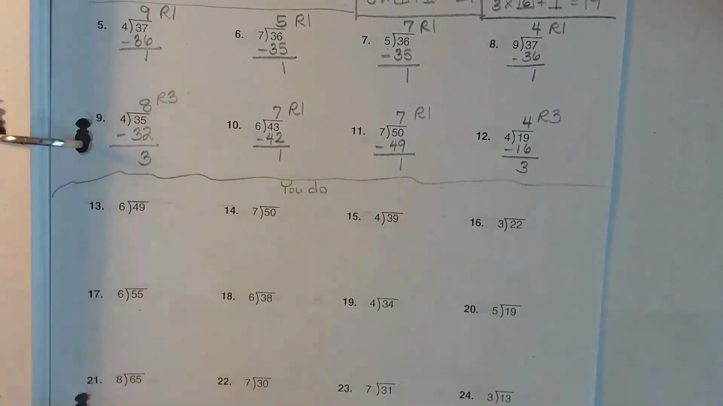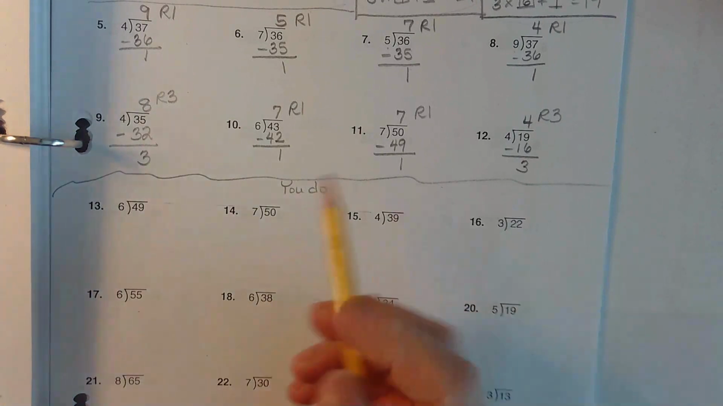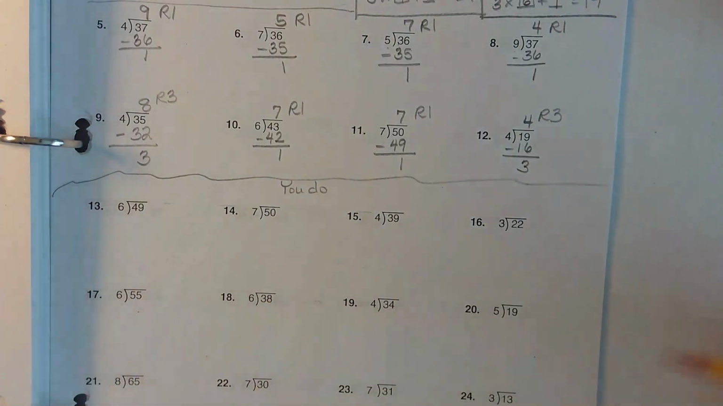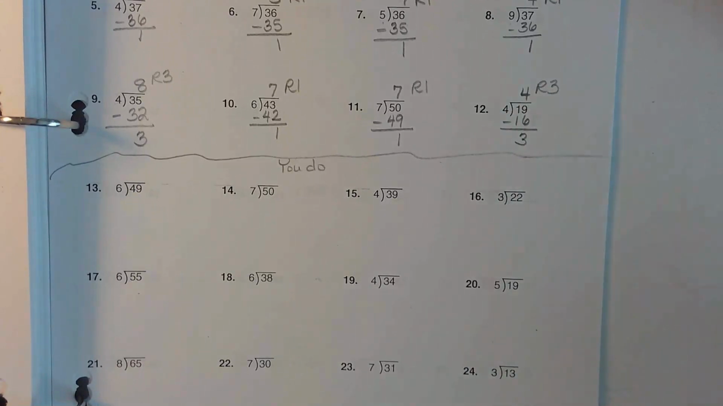Now, my friends, is the you do section. You do. Okay, after you do it, please take a picture and upload the picture so I can give you credit. It's worth 12 points, 1 point for each. Okay, good luck. I'm here if you need me.